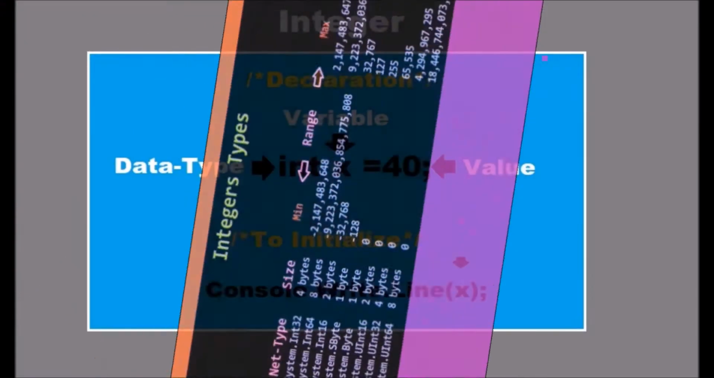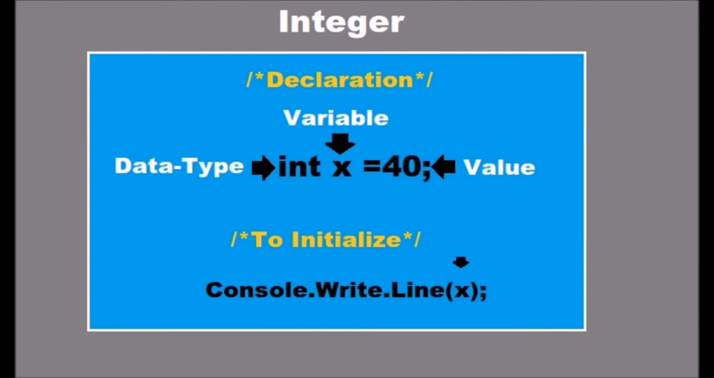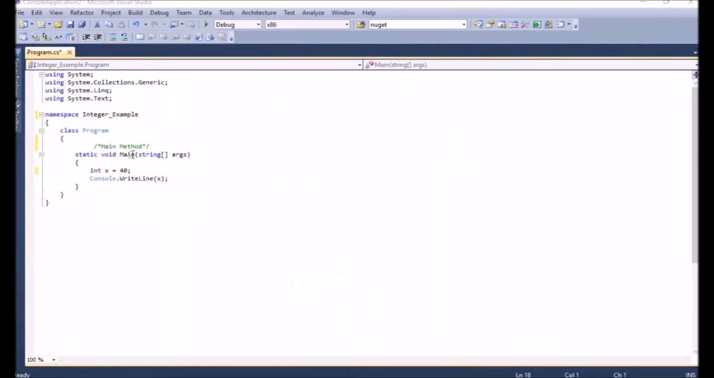So let's understand how we can declare integer values. As you can see on the diagram, there is a data type, variable and value. So here the data type is int, x is the variable name and 40 is the value which I have assigned. So here x contains the value of int data type which can be accessed in the program. To display the value, simply put the variable name inside the Console.WriteLine method to display on the console screen. So let's move to the Visual Studio coding part and see the complete program result.